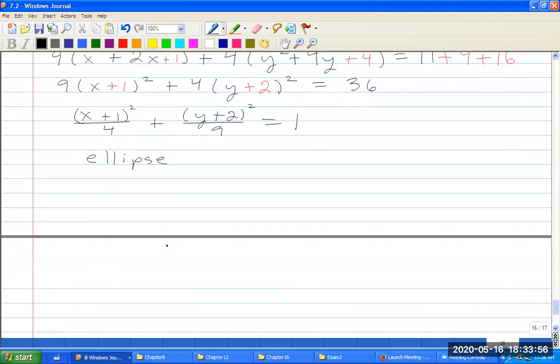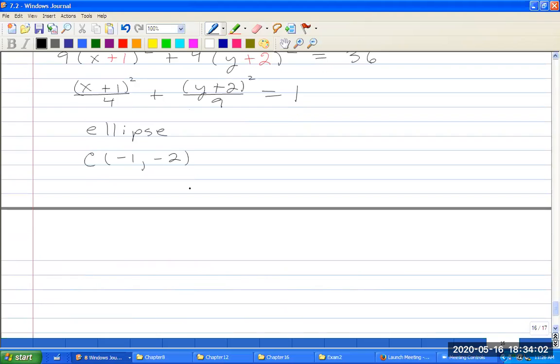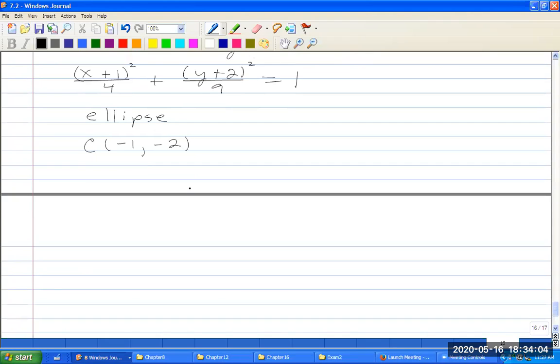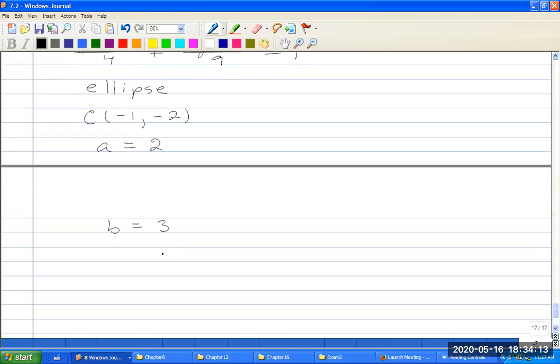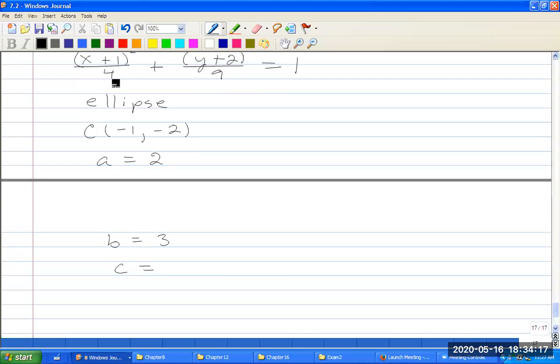The center is at -1, -2. A in this case is 2. Square root of 4 is 2. B in this case is 3. Square root of 9 is 3. C, 9 minus 4 is 5. So C squared is 5. So C is equal to radical 5.